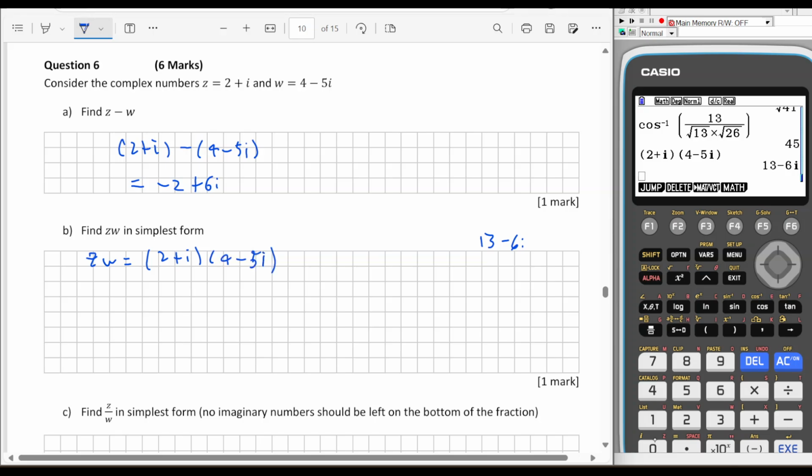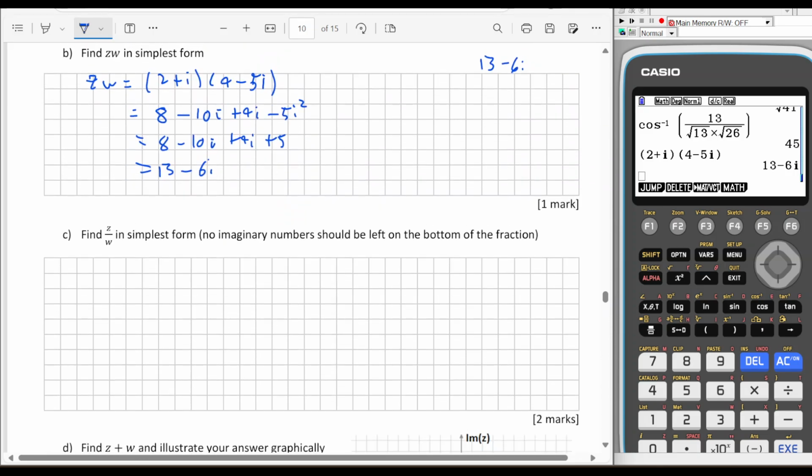I mean, I guess you get the mark just for writing that because it's a 1 mark question. But I'd recommend showing your working out. FOIL it out, you're going to get 8 take 10i plus 4i take 5i squared, which is 8 take 10i plus 4i plus 5, because i squared is minus 1. So that's 13 take 6i. Oh my goodness, it's the same.